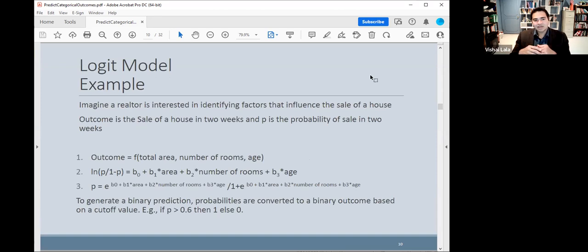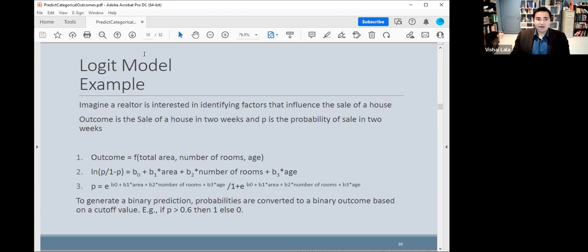Let's put this in context and understand how this would play out in an example. Imagine a realtor is interested in identifying the factors that influence the sale of a house. Now let's define the outcome variable here as the sale of a house in 2 weeks. Therefore, P is the probability of sale in 2 weeks. Our outcome variable here is the probability of sale in 2 weeks.